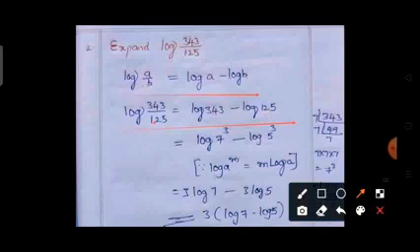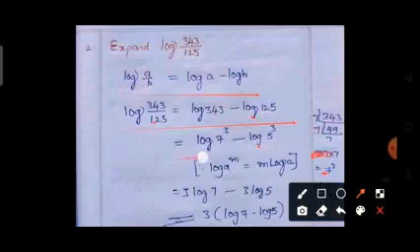Once again, 343 can be written in the form of prime factorization: 7 into 7 into 7. 7 into 49 is 343, and 49 can be written as 7 sevens. So we get 7 cube. In the same way, we can express 125 as 5 cube: 5 into 25, and 25 is 5 fives. Like that you express 125 as 5 cube.